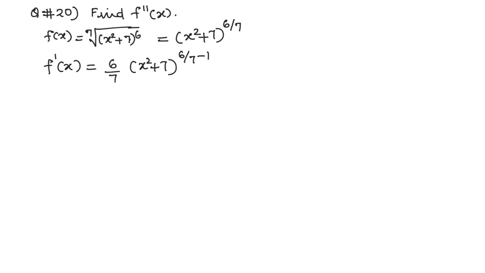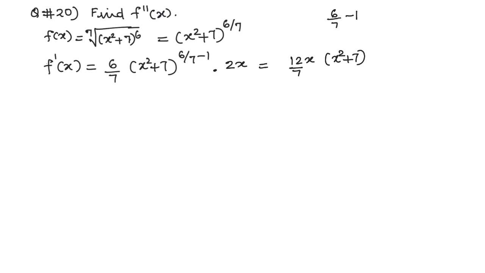So bring the exponent in front of that and subtract 1 from the power. Then we need to multiply by the derivative of the inner function, that means the chain rule. So multiply by the derivative of x square plus 7, that will be times 2x. Derivative of x square is 2x, derivative of 7 is 0. So now it will be 12x over 7 and x square plus 7.